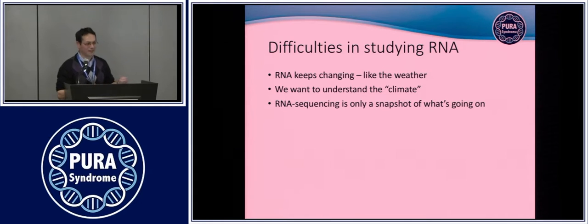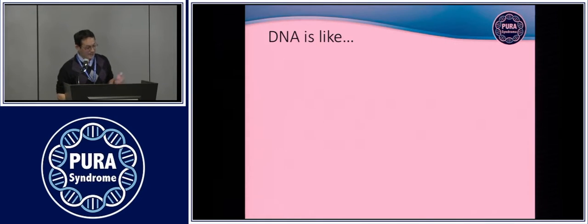It's quite difficult. In fact, for meteorology, you have the most powerful computers in the world trying to model what's going to happen in a few days' time. It's very difficult. So it's really challenging to study RNA like this. But we'll have a go. And a couple more analogies to leave you with about what this is like.